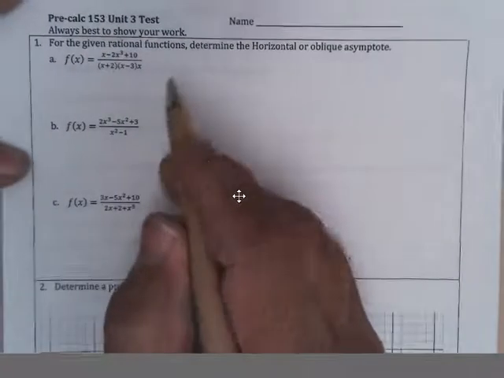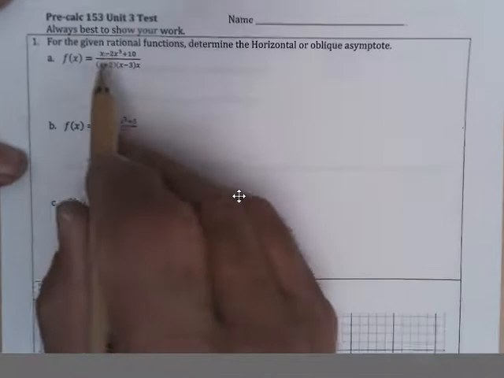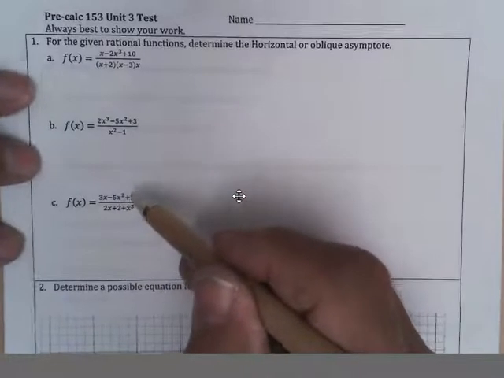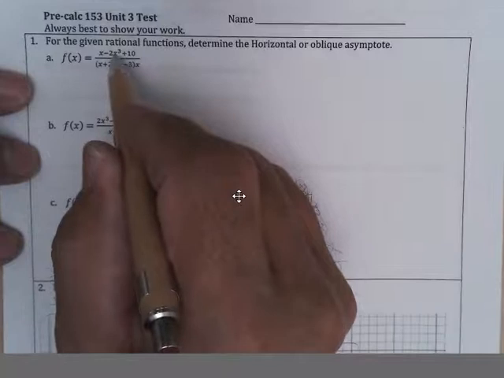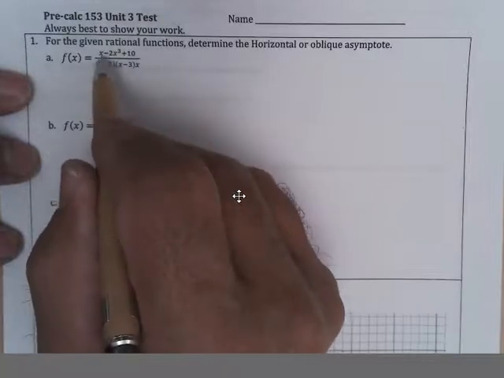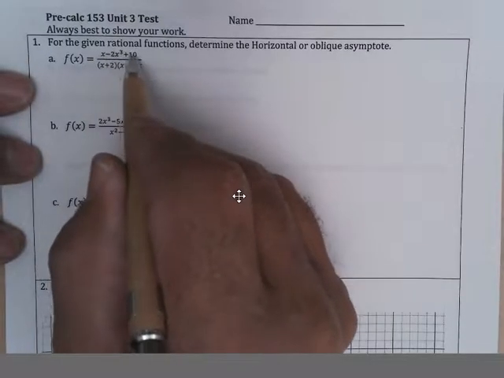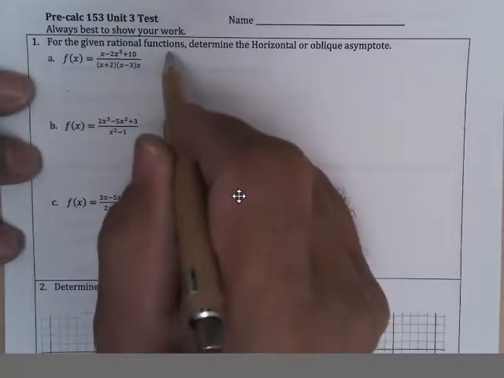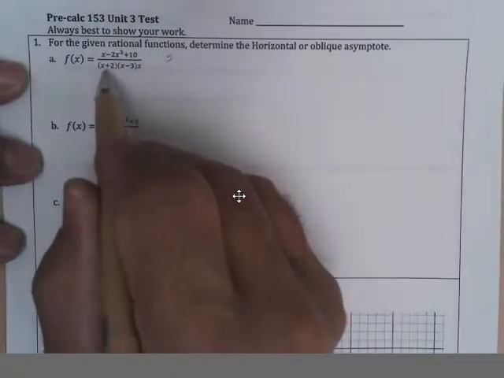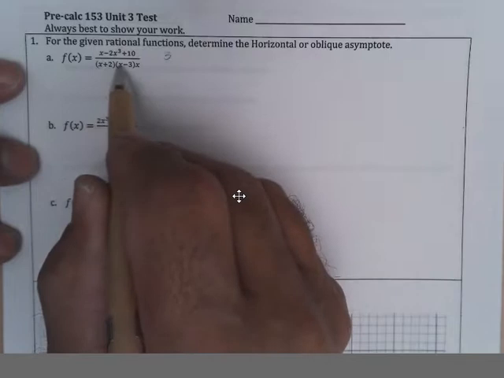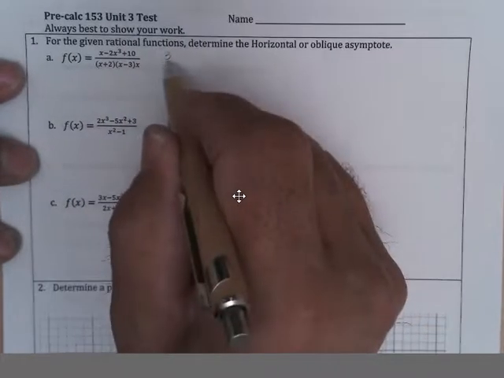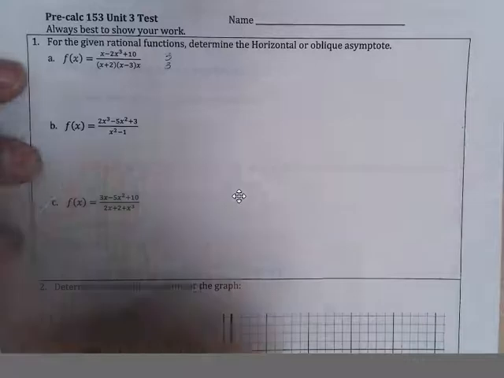So this is a Unit 3 test, and let's just go through it. First of all, on these problems, we want to look at the degrees of the numerator and denominator. Now the degree of this numerator is 3, because the term with the highest power of x is this one, and it's degree 3. And the denominator, if I multiply this times this, I'm going to get an x squared, and take it times an x, I'm going to get x to the third, so it's degree 3.